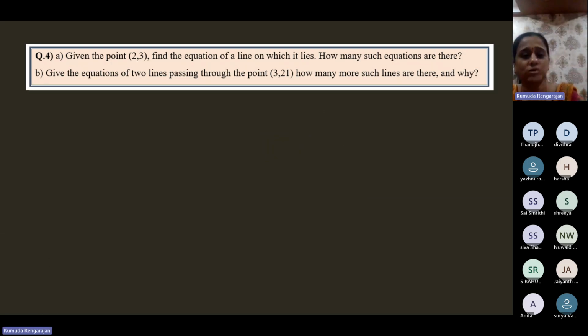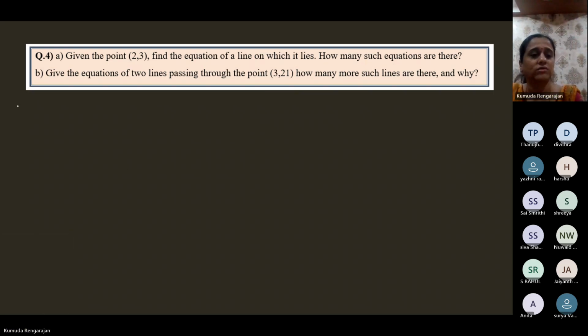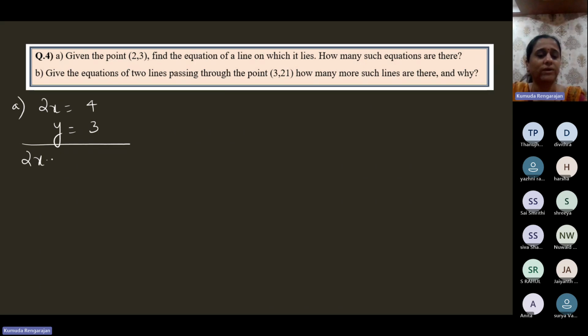So given the point (2, 3), find the equation of only one line. Of those infinitely many lines, you're asked to write the equation of only one line on which this point lies. How many such equations are there? Infinitely many. So we just need to write the equation of one line. Say x is equal to 2, y is equal to 3, and then we subtract: 2x minus y is equal to 1, or 2x minus y minus 1 is equal to 0.